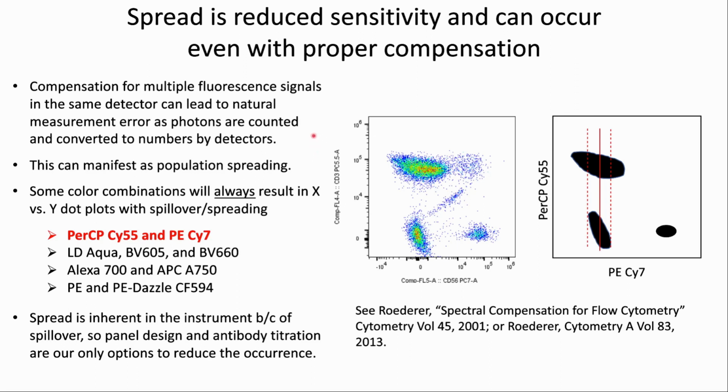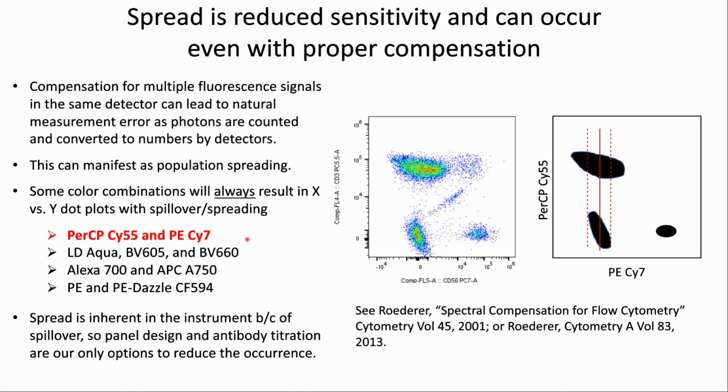The reason for this is complicated, and Mario Roederer discusses some of the issues behind this in publications in Cytometry listed below. Briefly, this spread is a result of detection of multiple fluorescence signals within the same detector and measurement error which builds up as the photons are counted and converted into numbers.